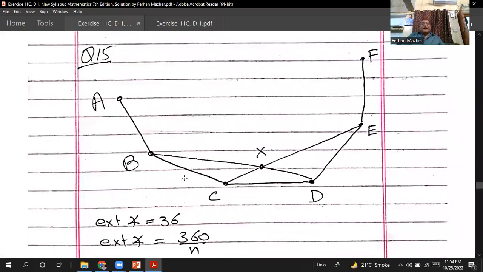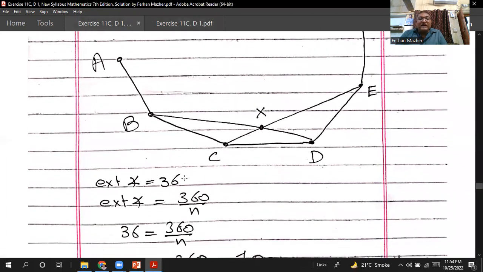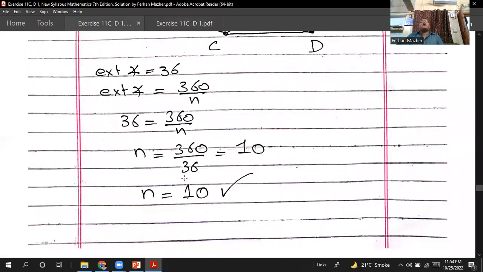And we know the external angle, that is 36. So I know that in the case of a regular polygon, the external angle is equal to 360 divided by n. So 36 equals 360 divided by n. So n will be 360 divided by 36, and that will be 10. So n, there are 10 sides.